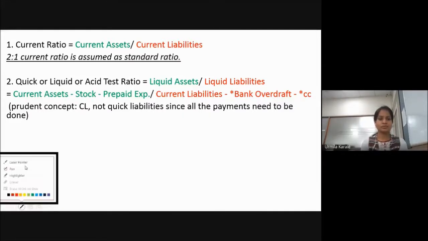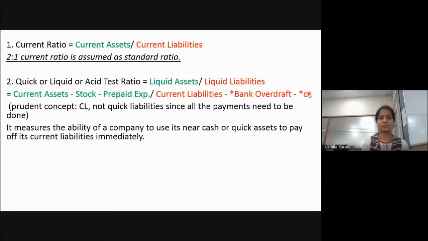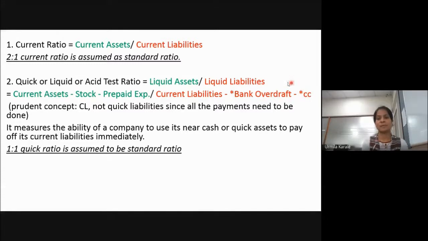Okay, so if you see, out of liabilities, you may minus overdraft and cash credit, because for that payment you may get more time from the bank. That's the reason why you may not say these are immediate payments, right? You can take time for making these payments. So out of the liabilities, only immediate liabilities are considered, and these two will not come in. So it is going to measure this. The quick ratio should be 1 is to 1, while the current ratio should be 2 is to 1, right?